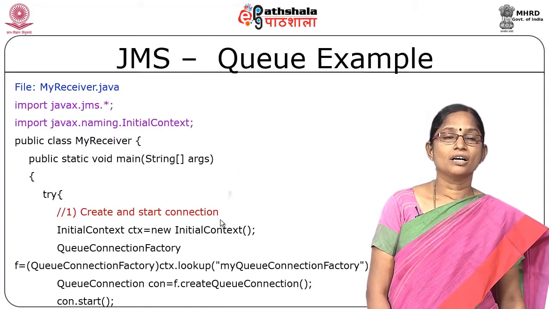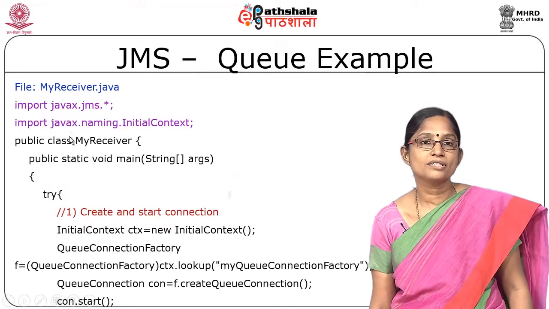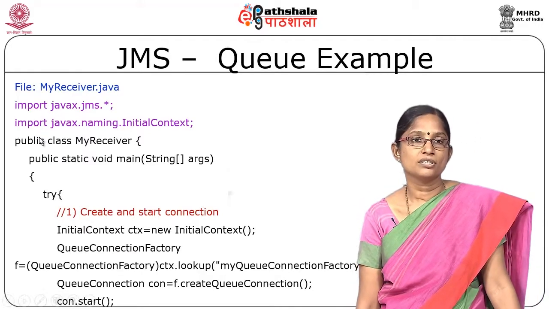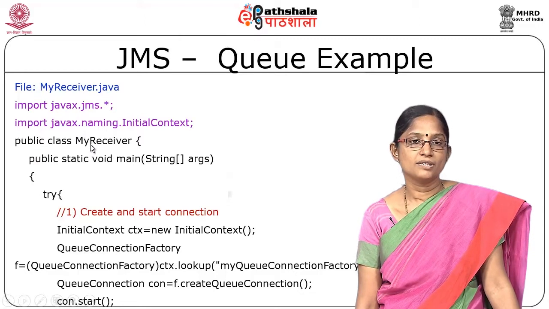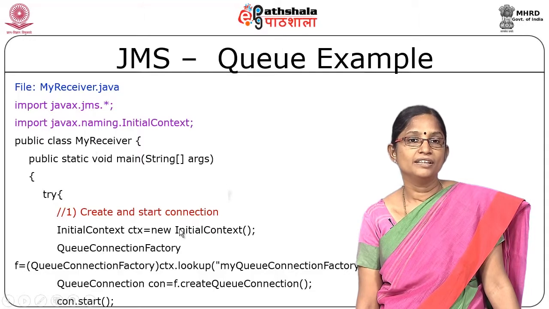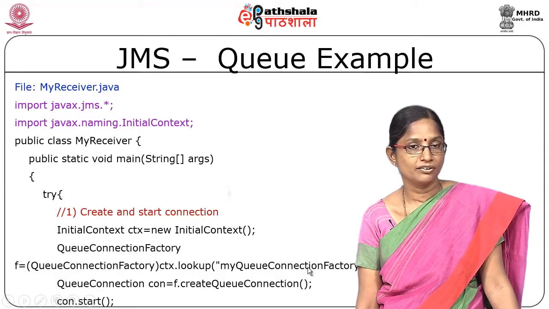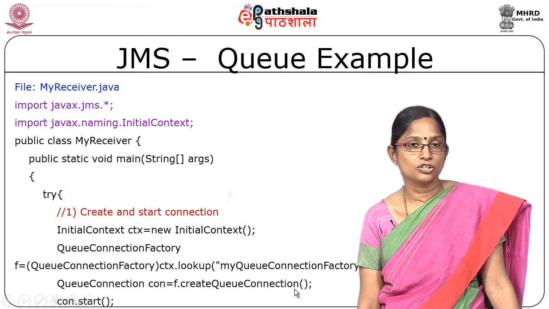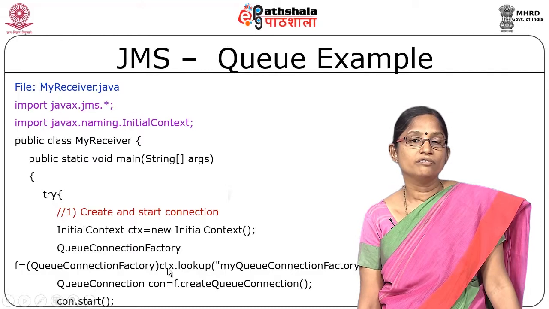Now, let us look at the counterpart, which is going to be the receiver, that is the receiver who is going to receive the Java messages. Now, public class MyReceiver: again this is going to create an initial context variable. In that initial context variable, it looks up the queue connection factory. Once it creates the queue connection factory F, using that F, it creates a connection. Again for that it calls createQueueConnection, and the handle has been passed on to the con object.